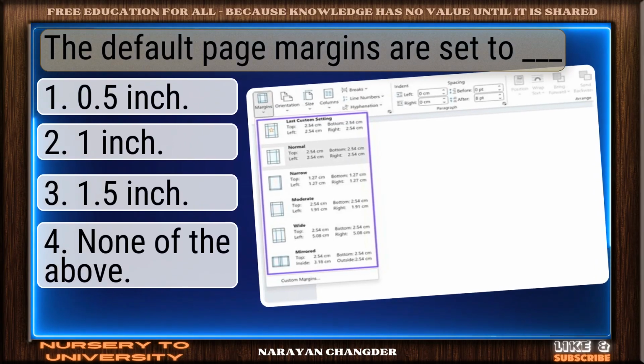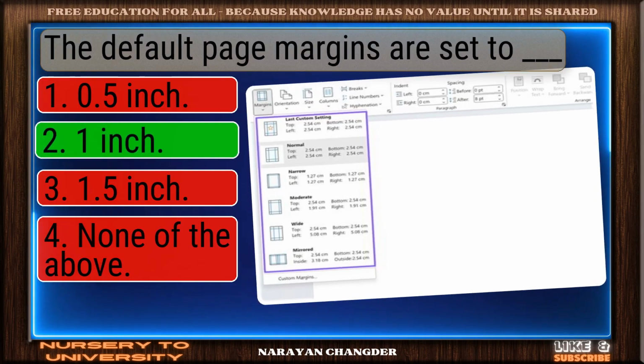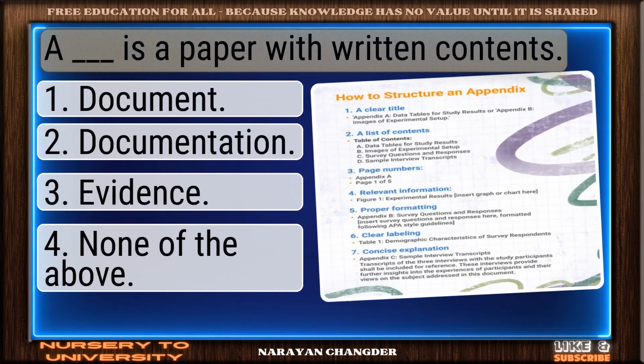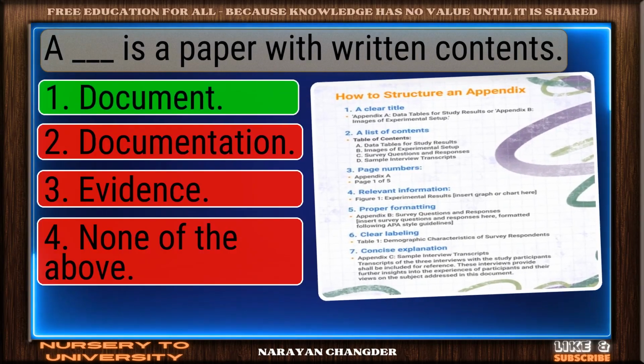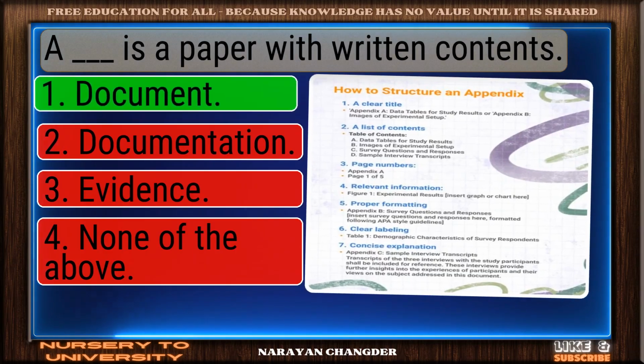The default page margins are set to Dash. Right again. 1 inch is a valid answer. A Dash is a paper with written contents. Great job. Document is the accurate answer.